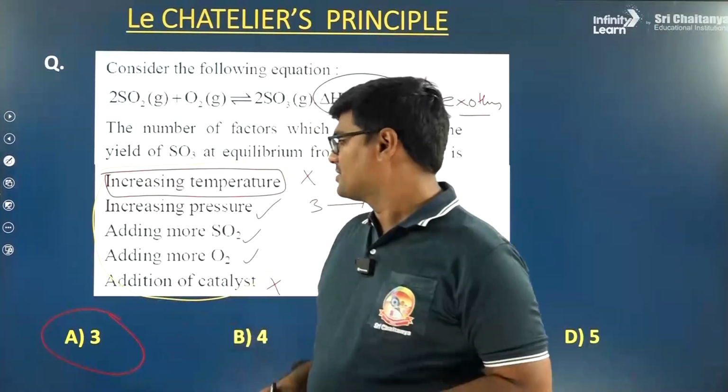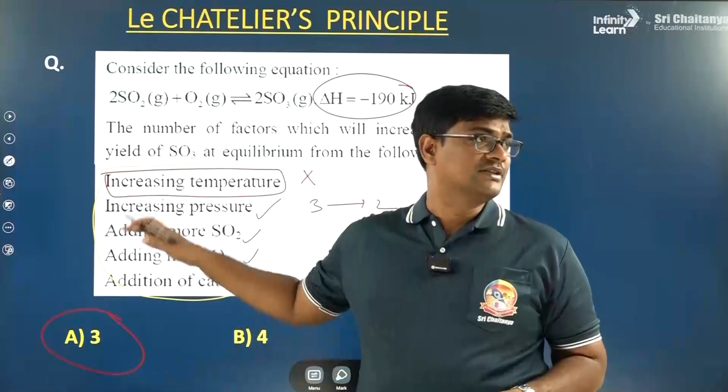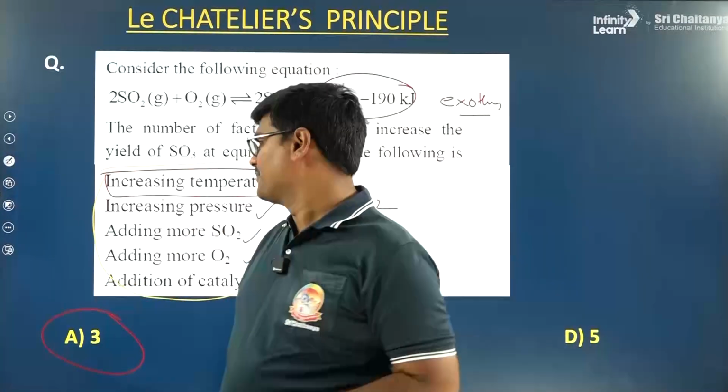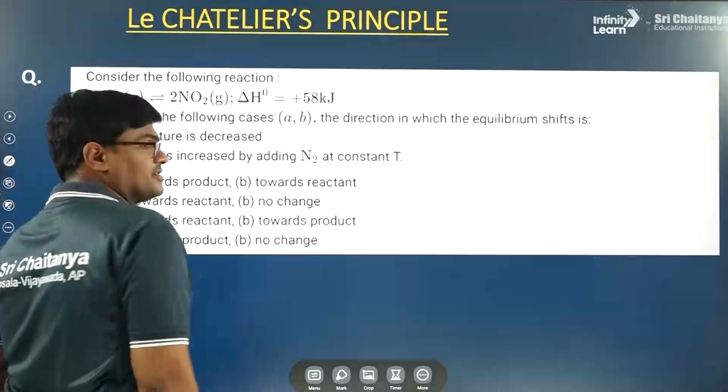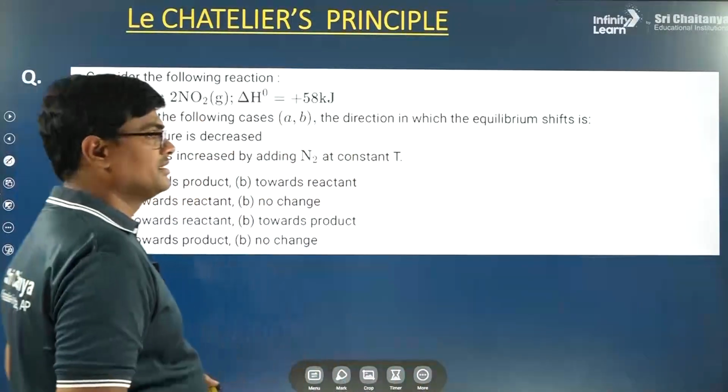That is option A, and that means option A is the correct answer. That is three options, I mean to say the three choices: increasing pressure, adding more SO2, and adding more O2. Let's go for the next question. The next question is also related to the same. Let us see the question first.